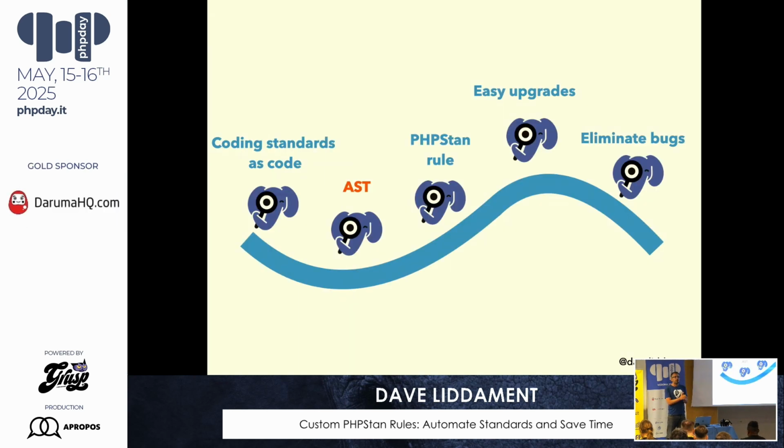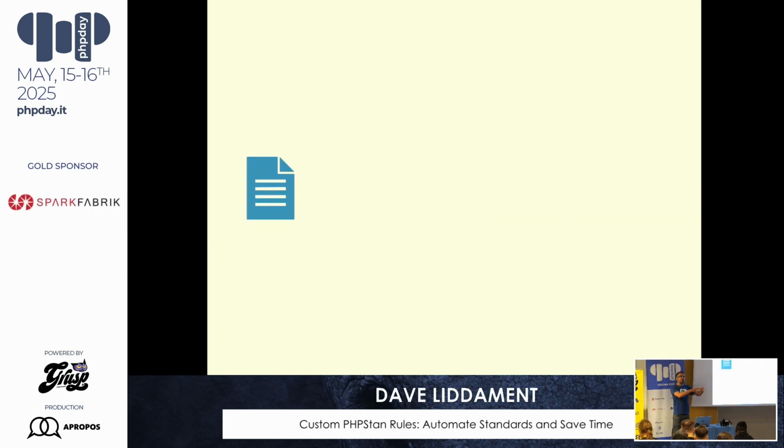But before we create this rule, I've just got to explain something called the AST, the abstract syntax tree. When we write code, the code we've written goes through many steps before getting executed. The first step is a tokenizer phase, and this is where I think tools like Code Sniffer and CS Fixer look at the tokens to work out if there are any coding violations.